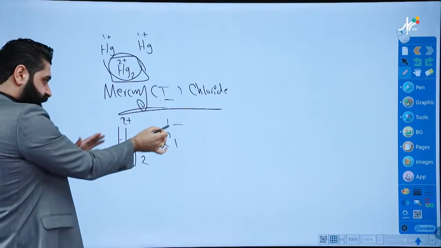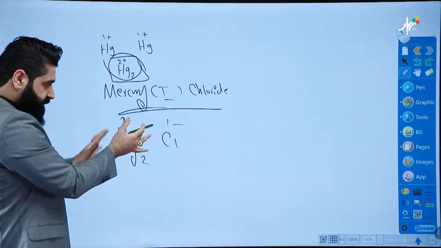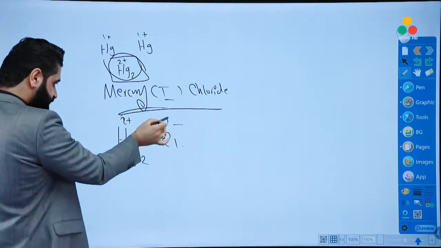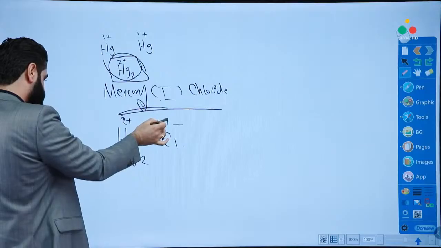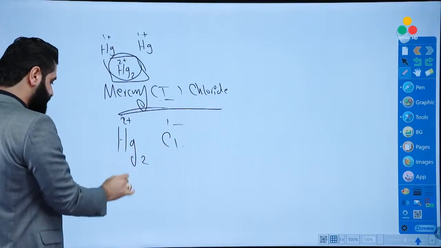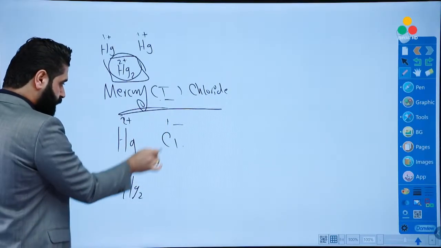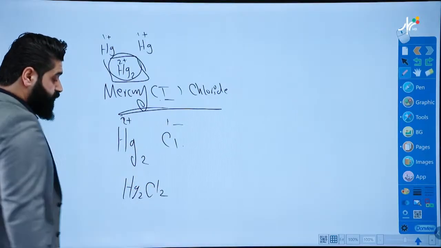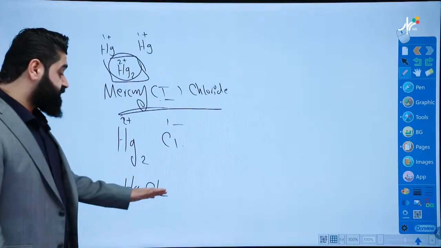Look, only transfer the charges. Just transfer the charges, you'll get the right answer. 2 to here, 1 to here. Since the charge of the chloride is 1, we'll take the first ion as it is. Hg2 times 1 will be the same. 2 to here.